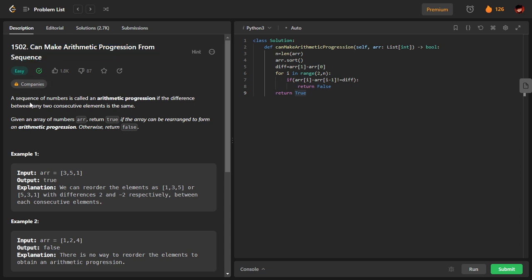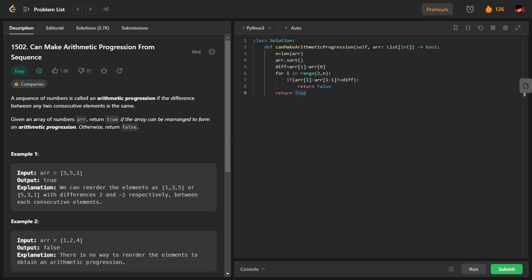So it's on the easier side. It's a very simple kind of question. You just have to understand one point here. Once you get that point, it will be very easy for you, right? They have given only one input, which is a list or array, whichever you call it. A sequence of numbers is called an arithmetic progression.